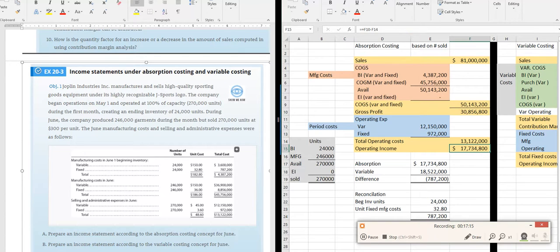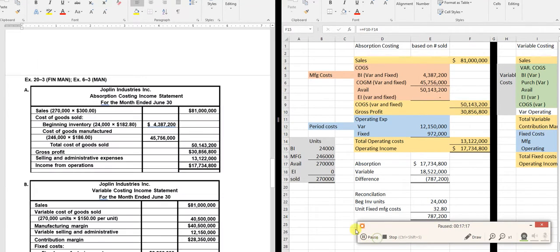Okay, so I'm going to pause this a second and show you the solution. Notice in the solution, they basically do the same thing. They just leave out this ending inventory, which I hate because the next problem actually has ending inventory. So we have sales, 81 million, which is my 270,000 that I sold, times the $300,000 selling price. Just read your problem. This is given.